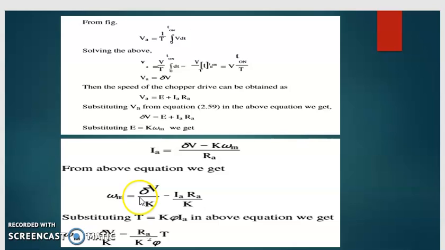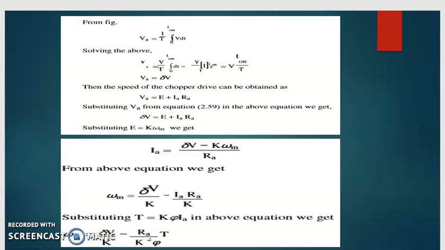From the above equation, we get omega M is equal to delta V upon K minus RA IA upon K. Substituting T is equal to K phi IA in the above equation, we get omega M is equal to delta V upon K minus RA upon K square phi into T. This is the equation obtained from the above operations.